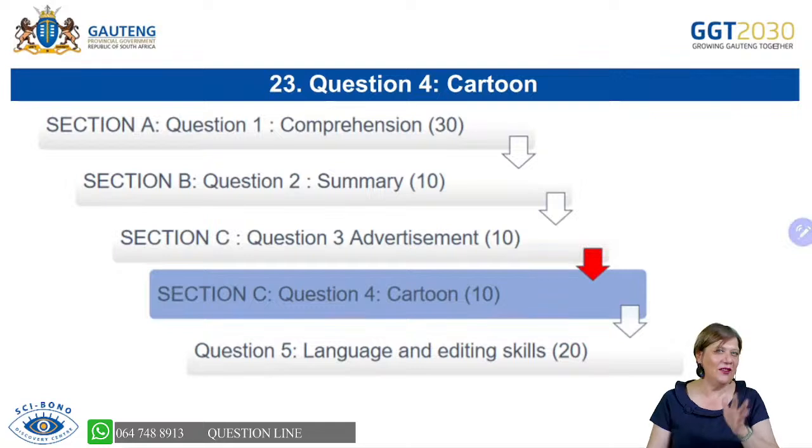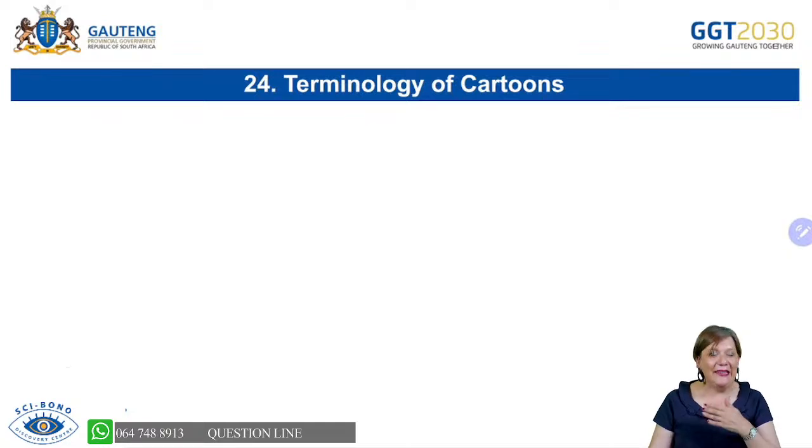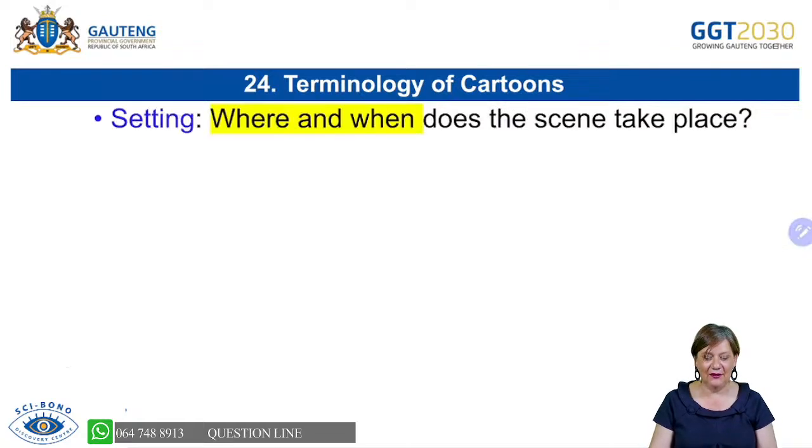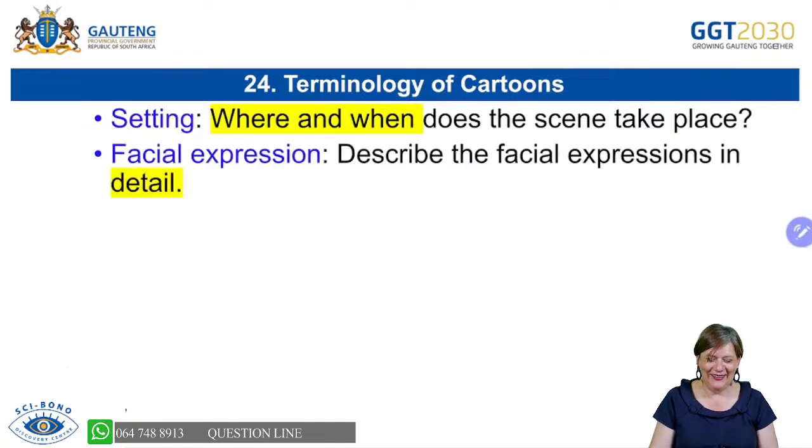So cartoons and advertisements work on the same basis. There's pictures, there's words. Now again, let's start with the terminology of cartoons. In other words, words that we will use in the exam that you need to know about. Now the first one is a setting. A setting is where and when a scene takes place. This is the same in your literature when we ask about the setting. When and where is it taking place?